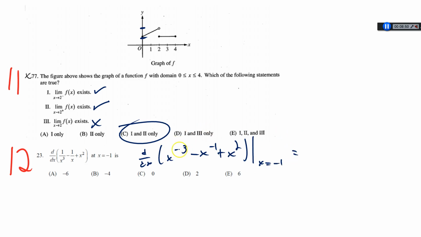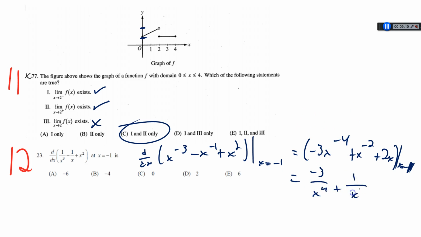So the derivative there is going to be negative 3 x to the negative 4 plus, because the negative comes to the front, x to the negative 2 plus 2x, evaluated at x equals negative 1. So plug in the negative 1. Let's rewrite this: negative 3 over x to the 4th plus 1 over x squared plus 2x.